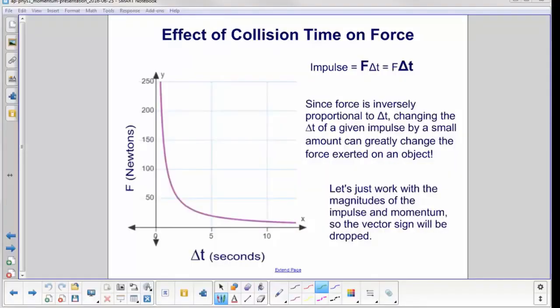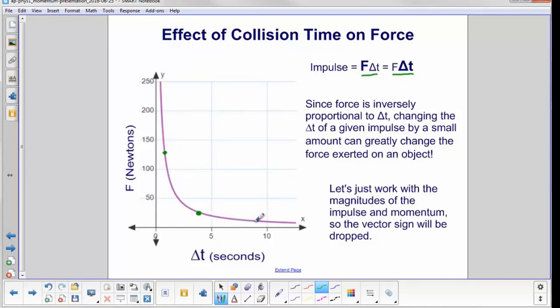Let's look at the impulse momentum equation graphically. We have impulse is F delta t, force times the time that it's exerted over. Force is inversely proportional to delta t. So for example, if we change delta t by just a little amount, we can greatly change the force exerted on an object. For example, let's take this point over here. The time there is a little less than 1 second, and the force is about 130 newtons. If we change to about 4 seconds, if we extend the duration of the impulse to 4 seconds, you can see how the force drops dramatically.